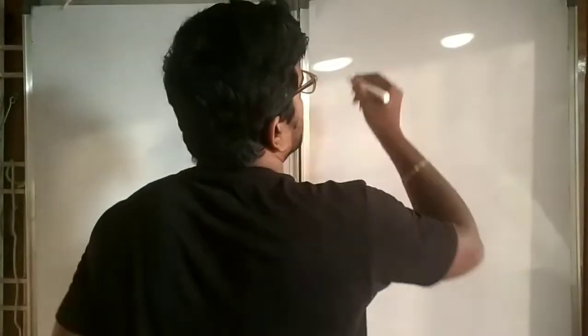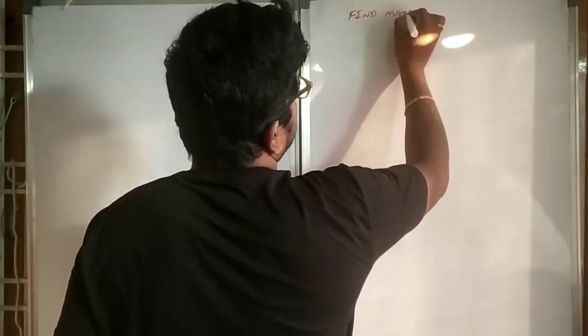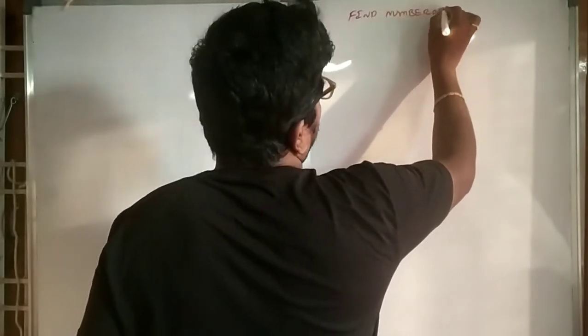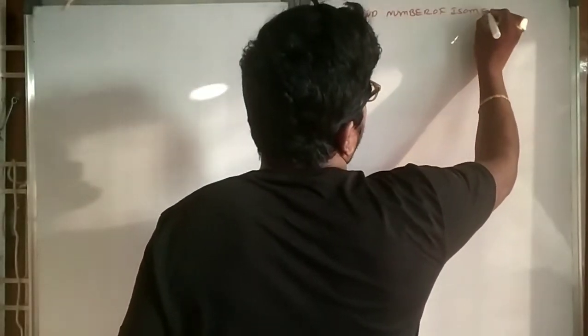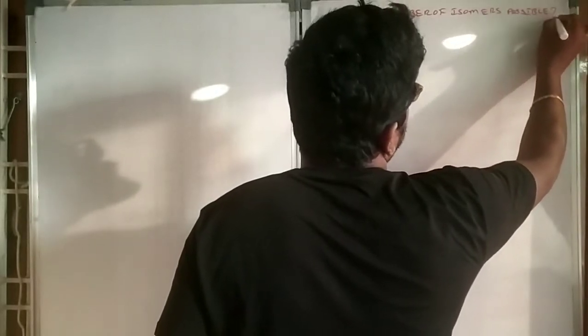Stay home, stay safe. In this video, let me explain how to find the number of isomers possible for a particular compound. Today's topic is: find number of isomers possible.